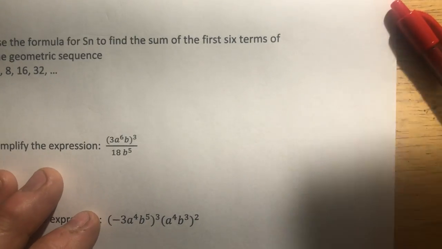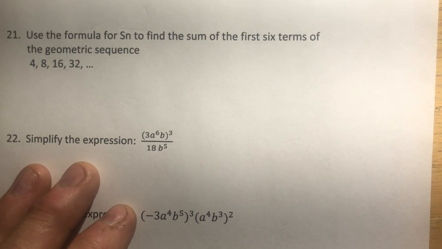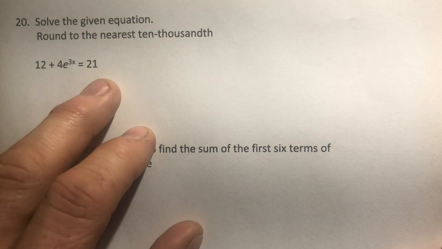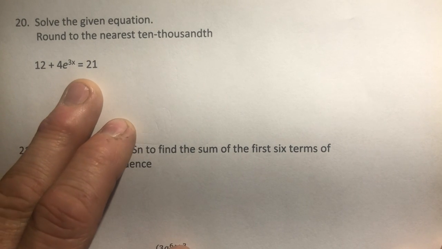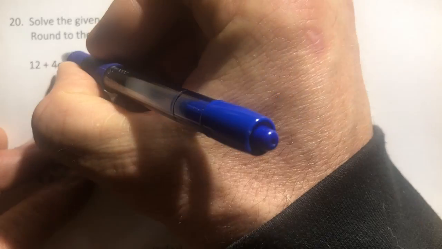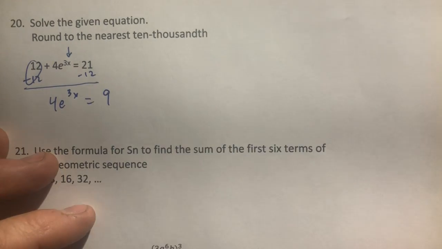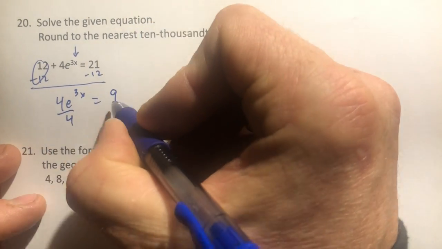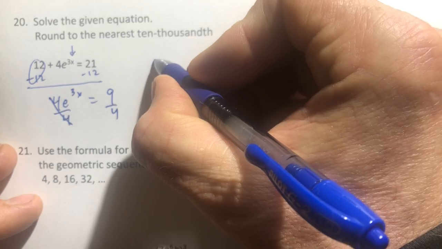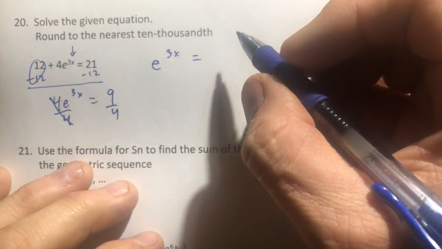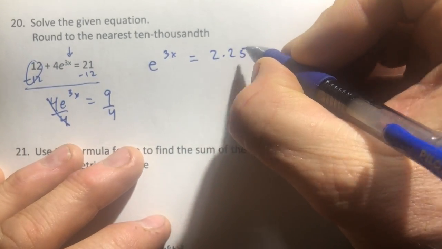All right. Number 20. Solve the given equation, round to the nearest 10,000th. Okay, well, there's my variable right there, and see it's in the exponent. So I need to get rid of this 12. So I minus 12. That'll go away. So 4e to the 3x equals, that's going to be 9. Okay, now I've got to divide by that 4. e to the 3x equals 9 divided by 4, which is going to be 2.25.